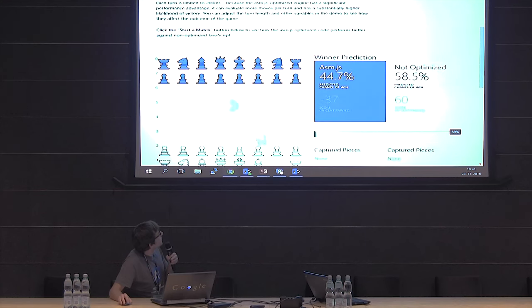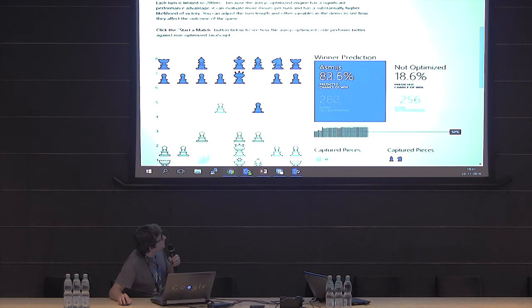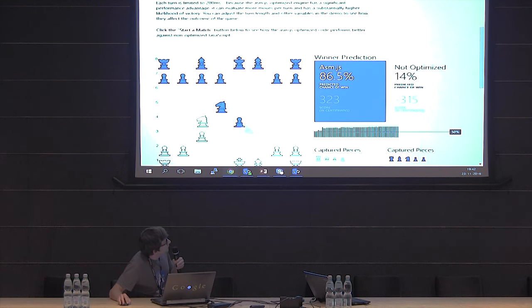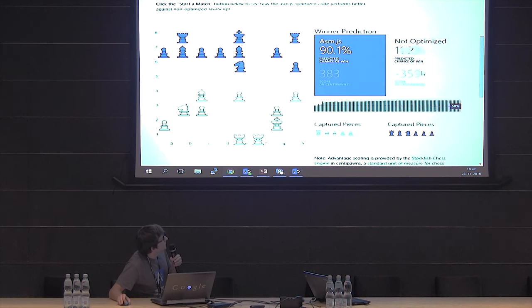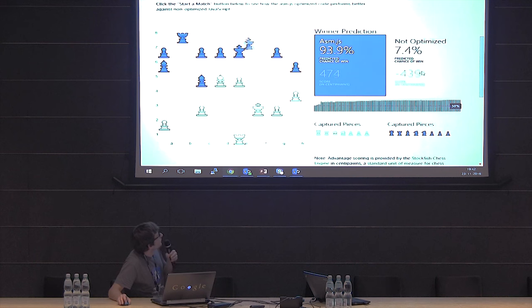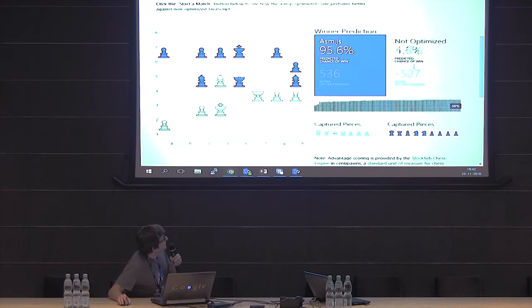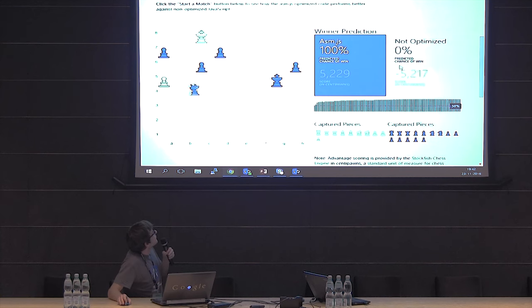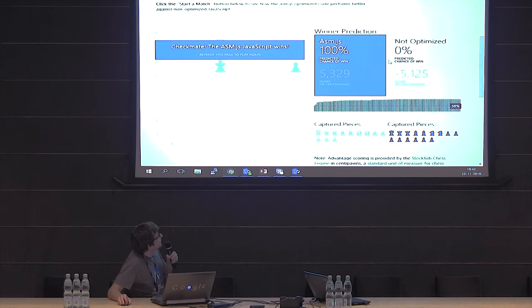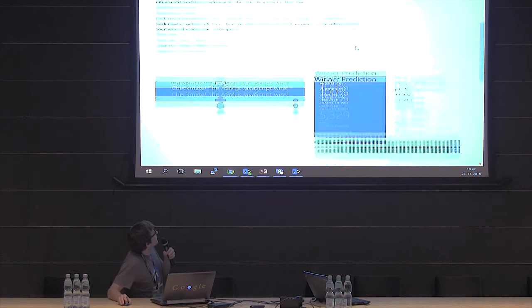Let's start the match. Here you can see ASMGS predicts its win chance, and here it's not optimized, it just falls back to regular JavaScript. So I bet ASMGS is almost done. More often it wins faster. Okay, so 100% it's going to win. And yeah, I agree, that's total.